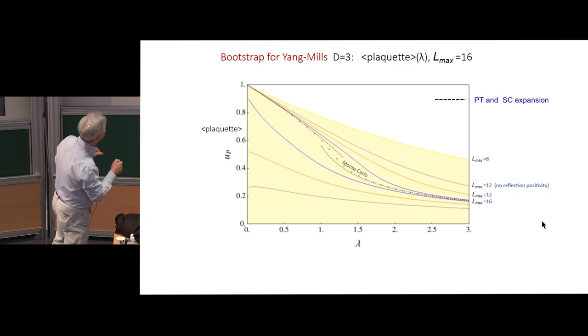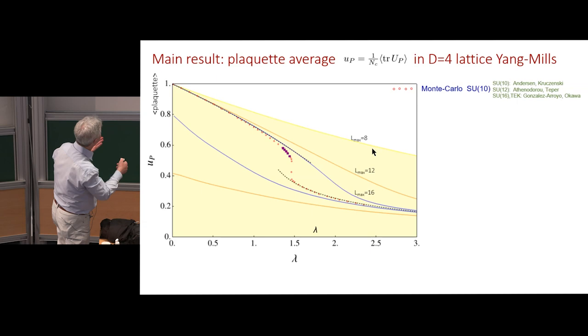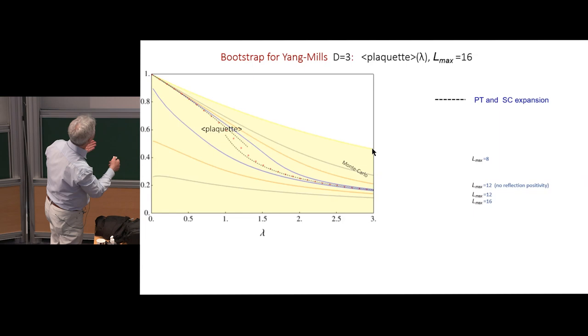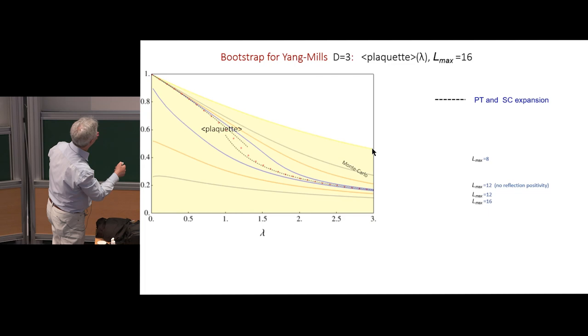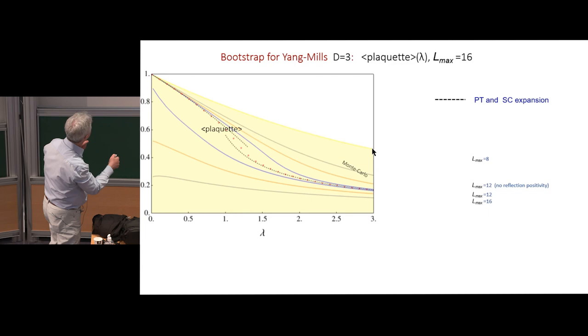It's the three-dimensional case. Dotted lines here, no, it's four-dimensional already. No, three-dimensional. Okay, three. So the dots are here Monte Carlo data, and of course our results, the upper and lower limits, are over or above this Monte Carlo data. So these blue lines are our best result. This blue line is the upper limit, and another blue line is the lower limit. Of course, Monte Carlo is in between.